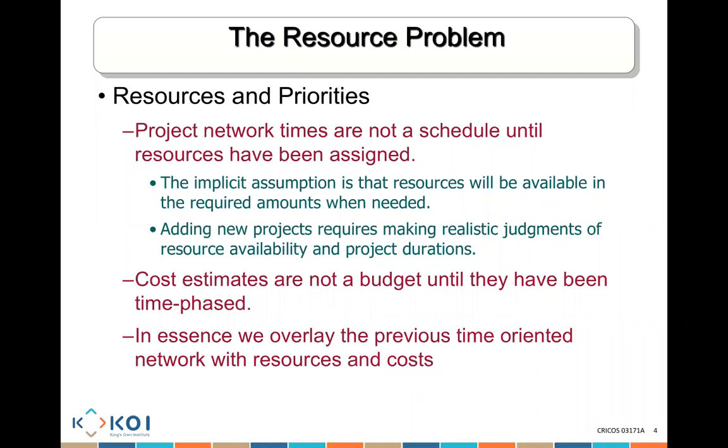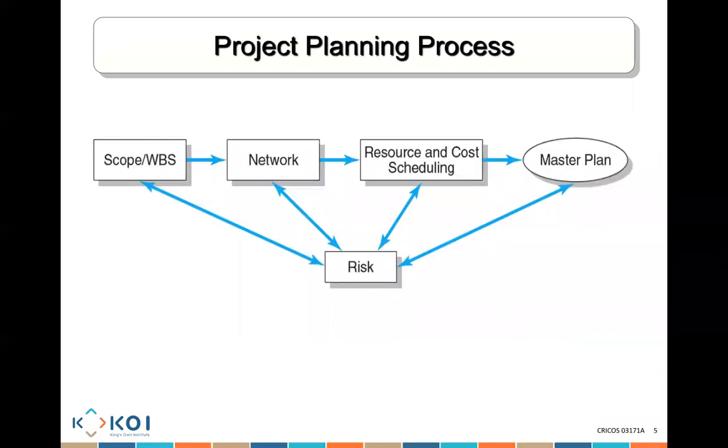We need to think about both of these, and overlay the previous time-oriented network with resourcing and cost. The network diagram is time-oriented. When can we finish things? The actual resources and costs are different. They're more schedule-oriented, more resource-oriented, more cost-oriented. We basically need all of these components to get the right understanding about when a schedule could be completed and at what cost it's going to be completed.